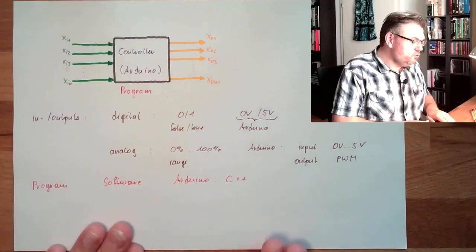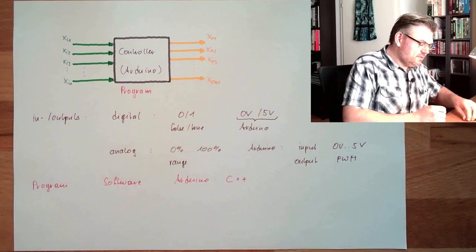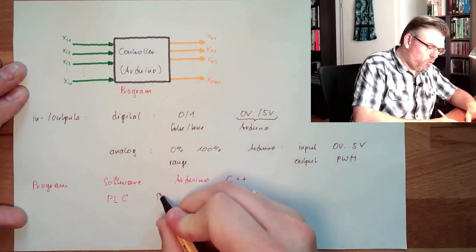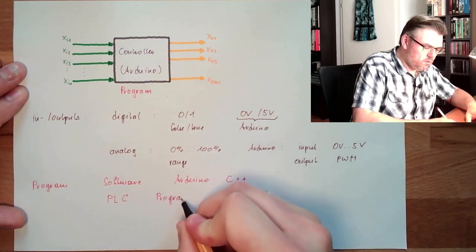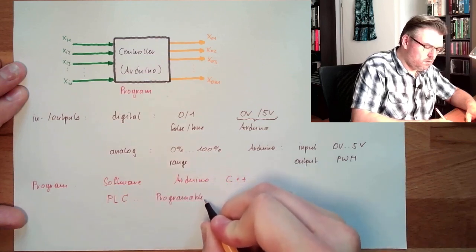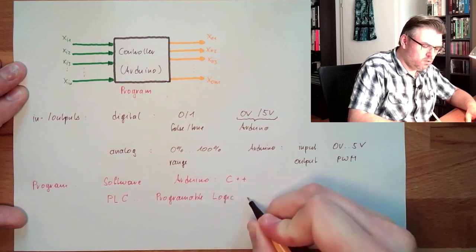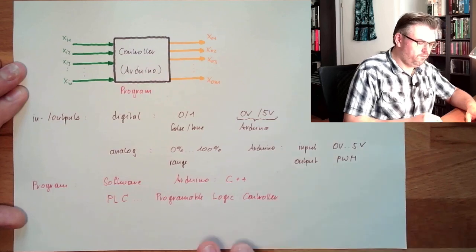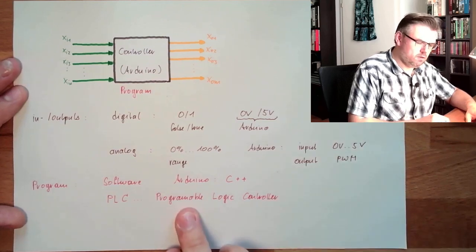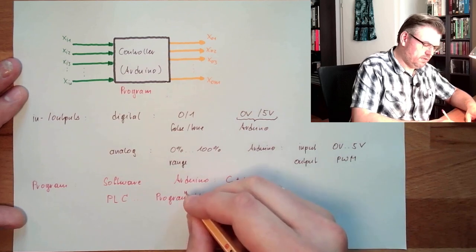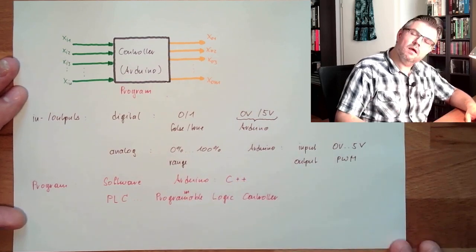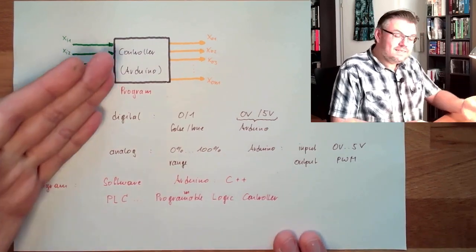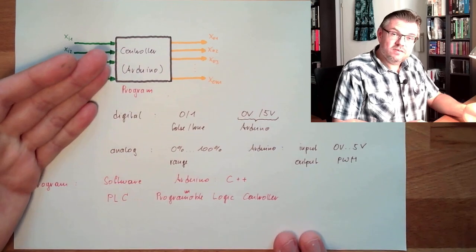Such controllers usually are called PLC, programmable logic controller. Is there a second M? Maybe. There will be a second M. Looks better. Programmable logic controller. This is actually what our Arduino is. Our Arduino is a PLC.